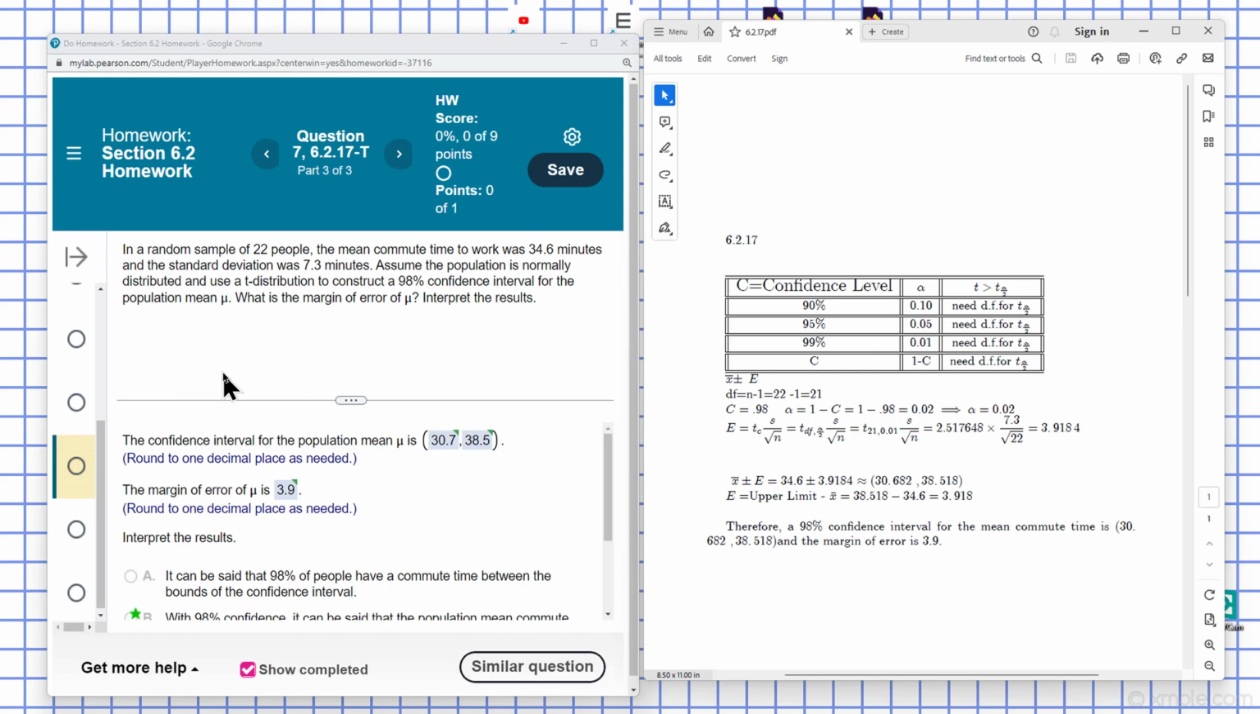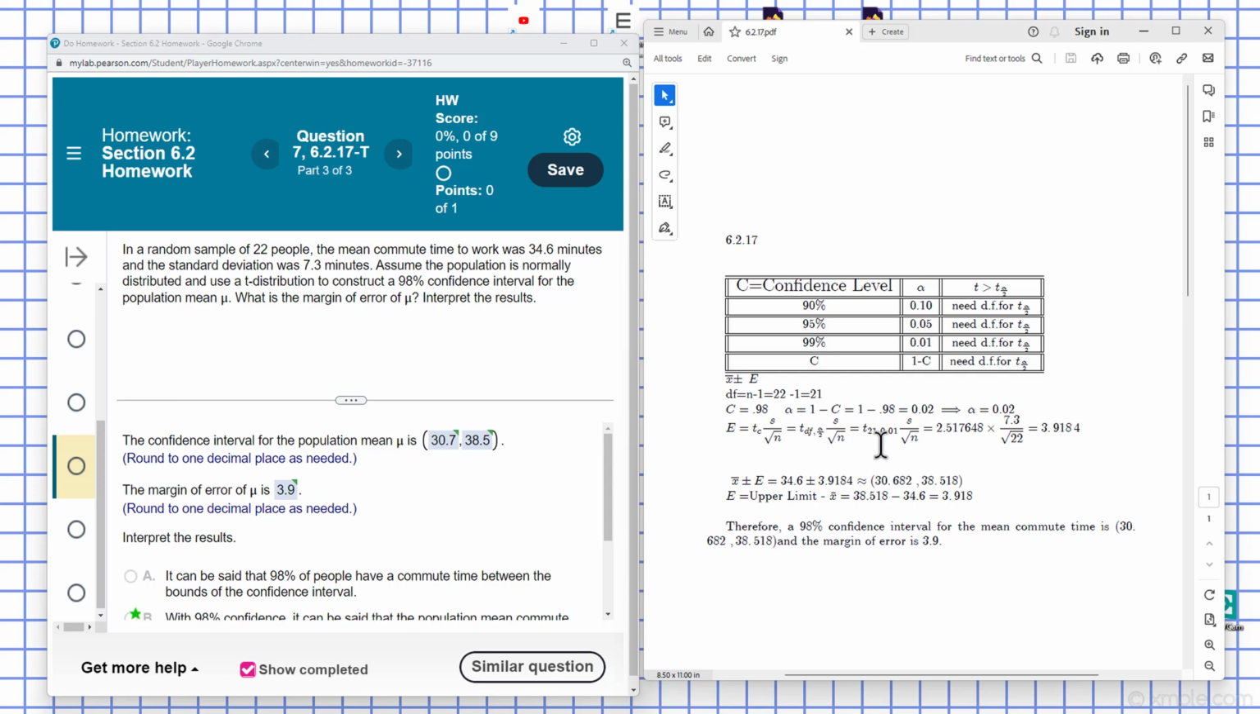Interpret the results. So I have a table here. It has some of the information for certain confidence intervals. It doesn't have 98. So I'll let C equal 0.98 to find the alpha part of it, which is going to be 1 minus C, which is 1 minus 0.98. So alpha is equal to 0.02. So we'll need to find the t-score for alpha over 2, which is going to be 0.01. And our degrees of freedom is going to be 21 here.